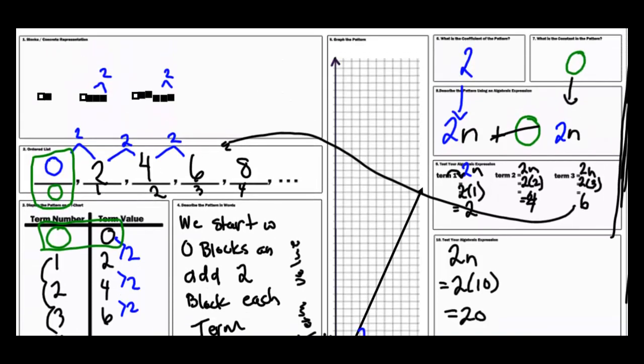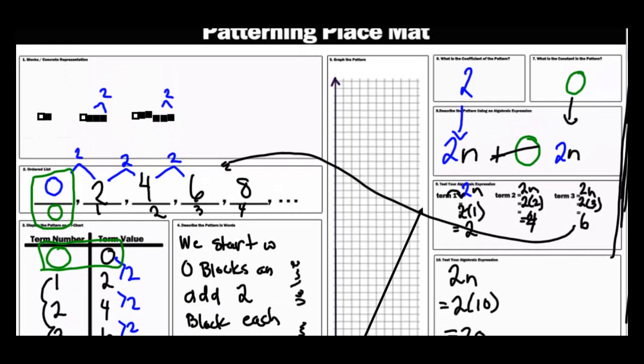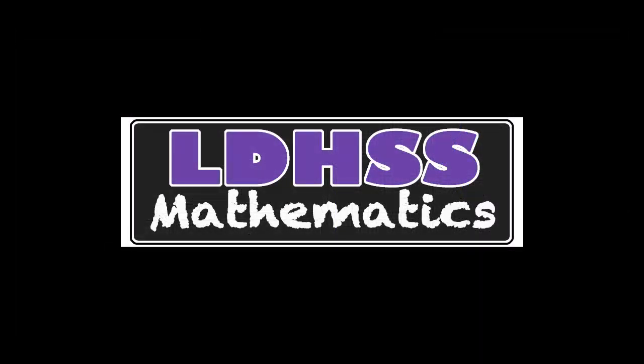Okay? So that is, in a nutshell, how you use the pattern placemat. Your constant becomes an add-on, and your coefficient is applied to the term number, and we use n to represent any term number. It's simple mathematics.